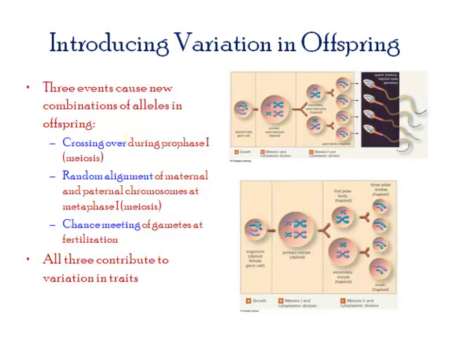the cell division. But here, just for those of you who are interested, are the three events that cause combination of alleles: crossing over, which, remember, took place in prophase 1 of meiosis; alignment, which is randomly done, also in meiosis; and the chances of meeting gametes at fertilization. So these three events will result in variation of traits in the daughter cells.